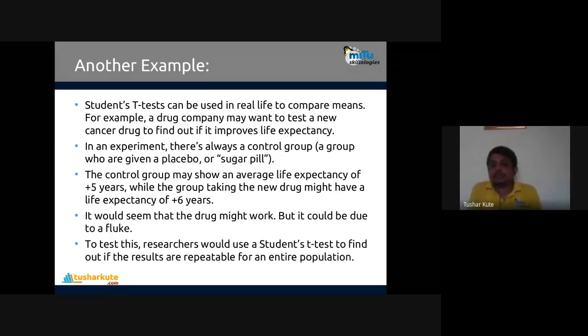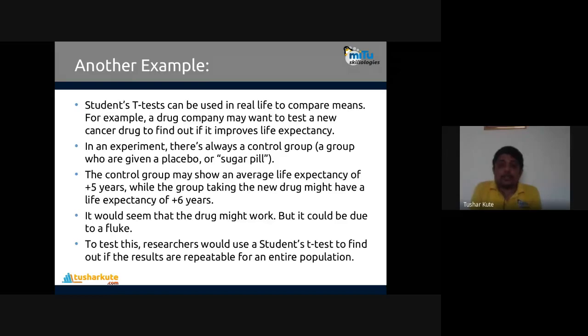The Student t-test can be used in real life to compare means. For example, a drug company may want to test a new cancer drug to find out if it improves life expectancy or not. Just like the vaccine tests done for COVID-19, similar tests are conducted here. So in an experiment, there is always a control group, a subgroup, where there is a placebo or a sugar pill.